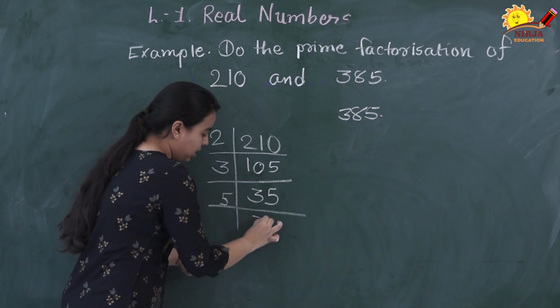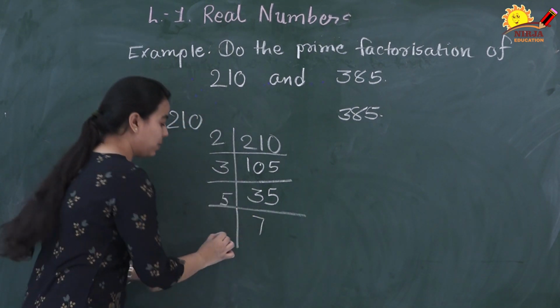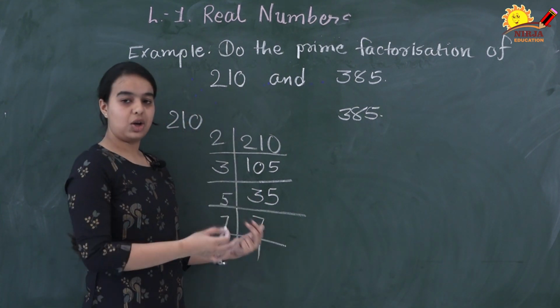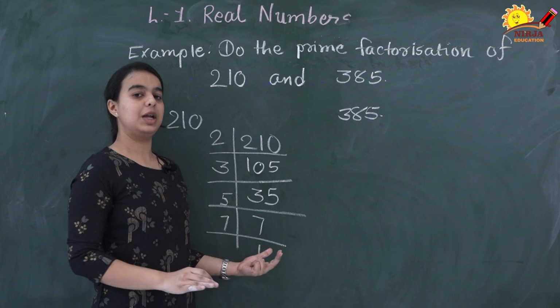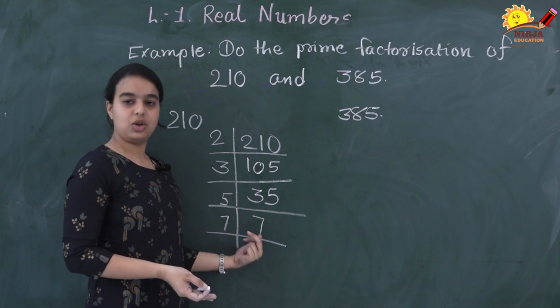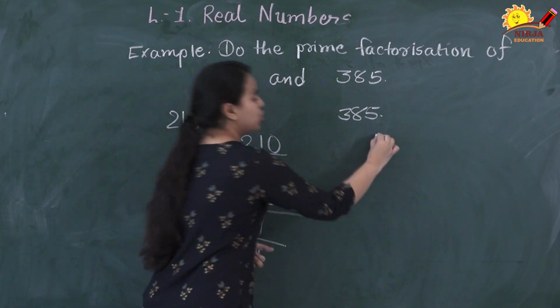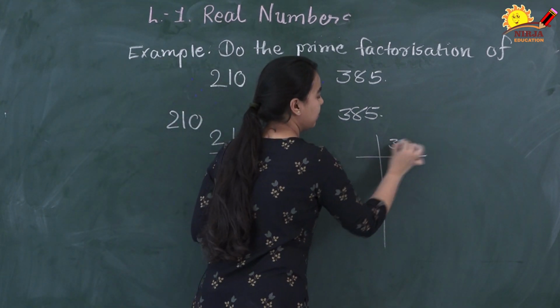5 sevens are 35, and 7 is a prime number. So we have to end our sum here, because after a prime number there cannot be any more factors of the number. After 210, let's move towards 385.